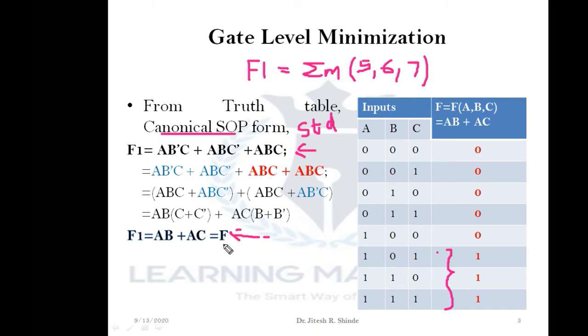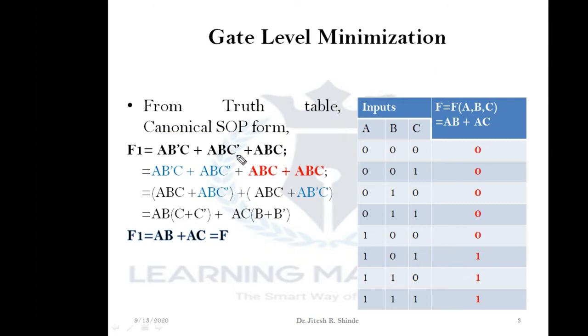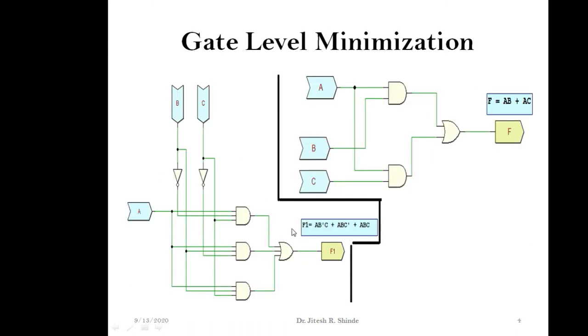Now, if I think of implementing this expression using basic logic gates, the hardware is of this form. This circuitry I had realized on Deeds software. It's an open source tool. So if F1 equal to AB bar C plus ABC bar plus ABC, this is the hardware for this expression.